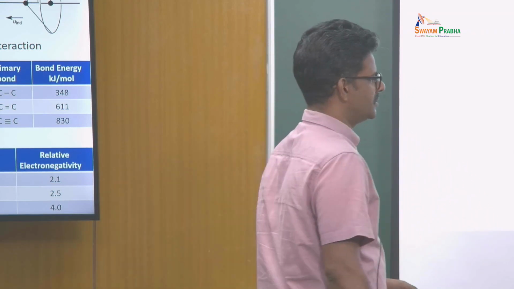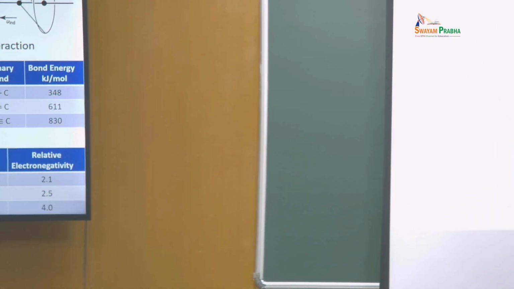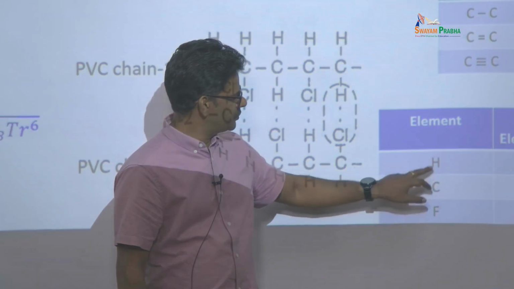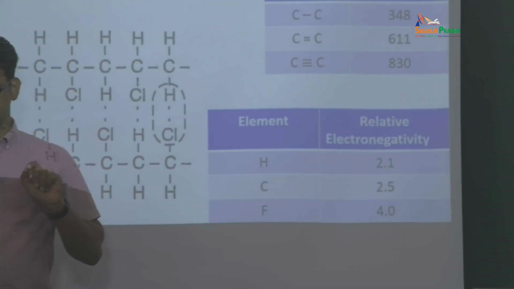You see that fluorine here has a very high electronegativity. That means it's a very strong electron puller compared to, let's say, hydrogen, which is 2.1. Now if you think about two bonds, think about a CH bond or a CF bond. For the CH bond, the difference in electronegativity is only 0.4.